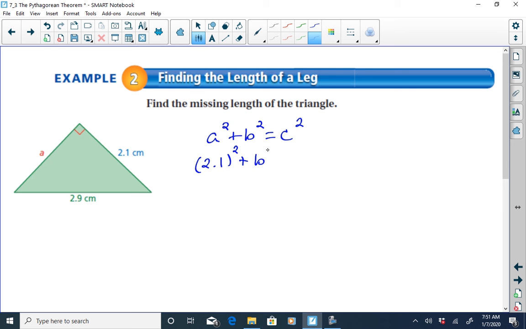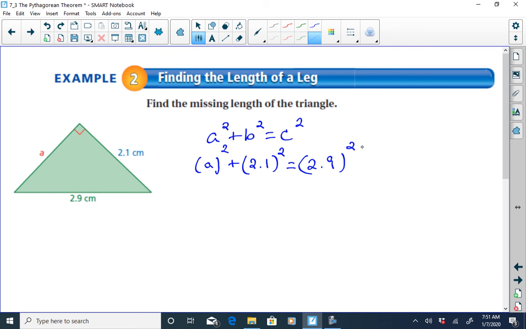Actually, let me do this the right way. Since we're looking for a, I'm going to square a, because that's what we're looking for, and we'll put the 2.1 for b. But it really doesn't matter, but since the variable's there, we'll do that. c squared is 2.9, or c is 2.9, and we have to square that.